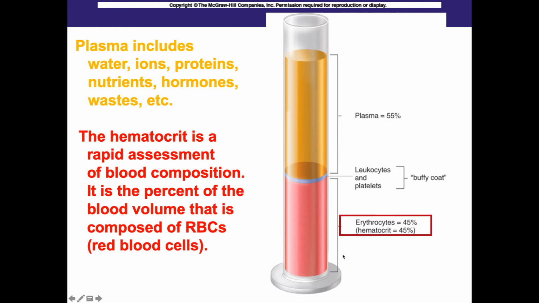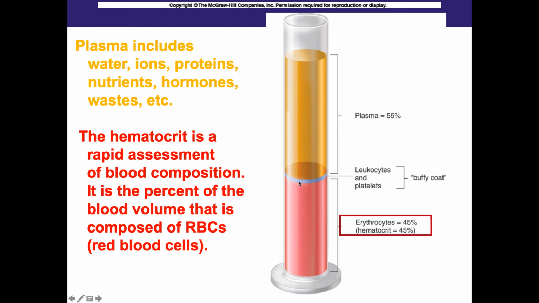The rest is this tiny white layer. You can see it once you centrifuge whole blood. It's known as the buffy coat. And this is where all the white blood cells and platelets are, leukocytes and platelets. You can isolate all of those white blood cells, again, by centrifuging whole blood.